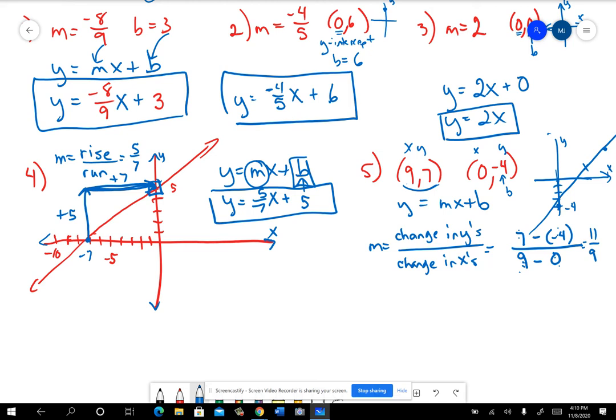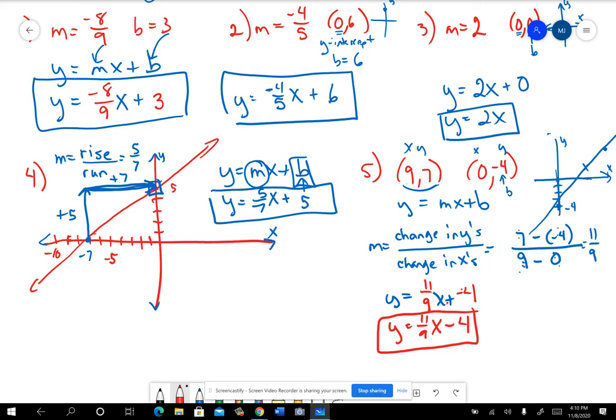I got to put my two ideas together. So I'm going to come back to this formula, and where the m is, I'm putting 11/9. And where the b goes, I'm putting a -4. But because that's plus a -4, my final way I'm going to write it is y = 11/9 x minus 4. And there's my answer. Okay.